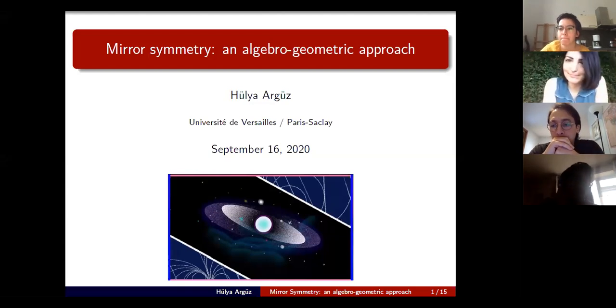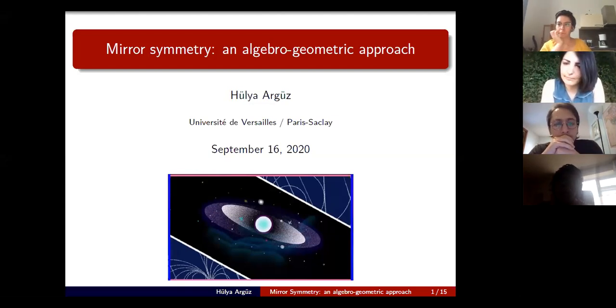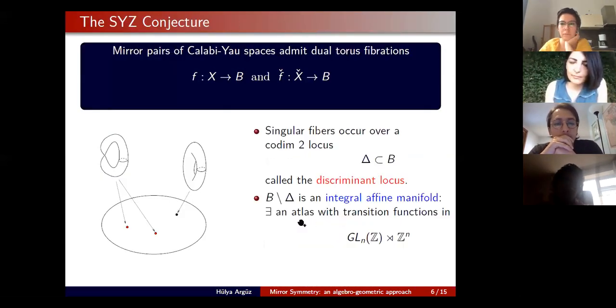Hi, it was just more about the codimension 2 subset in the singular fibers. Is there an intuitive reason why it's codimension 2 and not codimension 3?